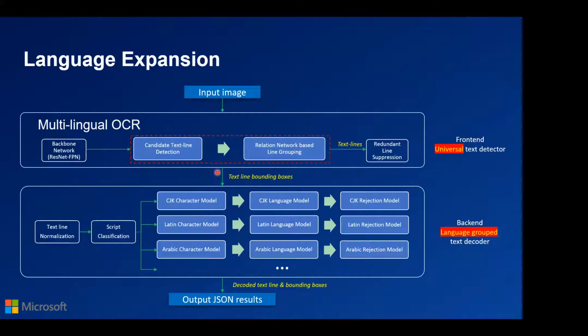But the text decoder part is actually separated into different scripts. For example, CJK, Chinese, Japanese, Korean is one character model. Latin, all the Latin languages is one character model. Arabic is one character model. So this allows us to rapidly expand into many different languages. And so these are grouped language character models with a universal text detector, and we output all the JSON results.